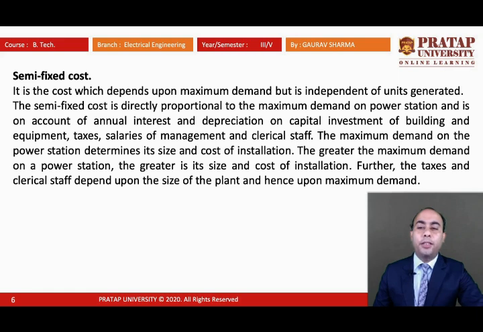So we have to pay the salaries of the clerical staff, and we have to pay for the equipment and the building. So these all come into the semi-fixed cost.